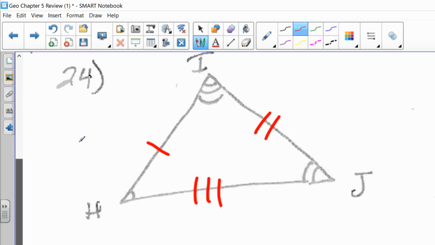Now, if we look at the angles, angle H would be congruent to angle what? B, yes? Angle J, C, and angle I would be congruent to angle A, because they all have the same number of marks inside the angle. Now we can say AB is congruent to what? HI. BC is congruent to JH. And lastly, AC or CA is congruent to IJ.